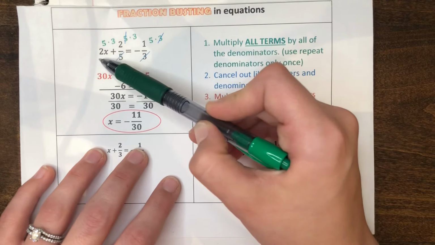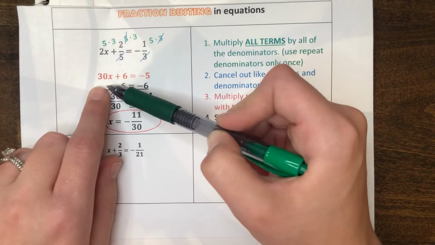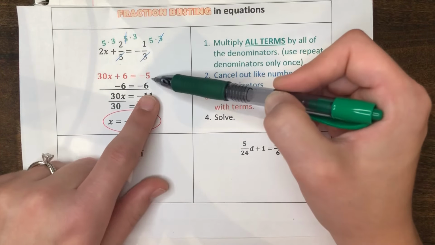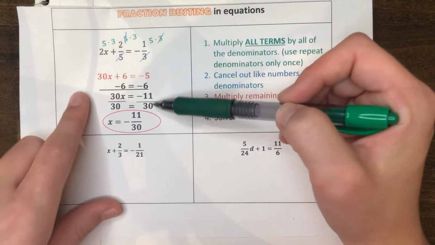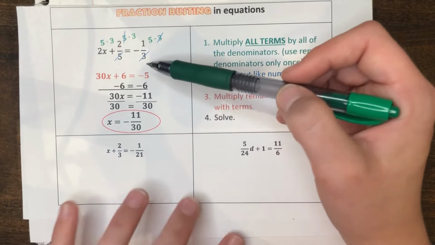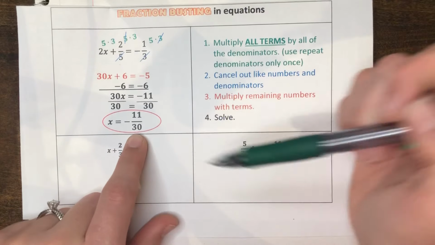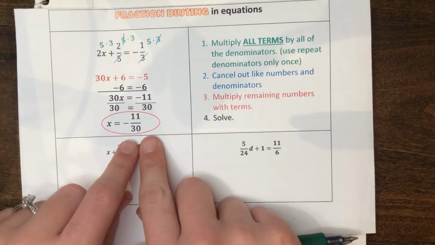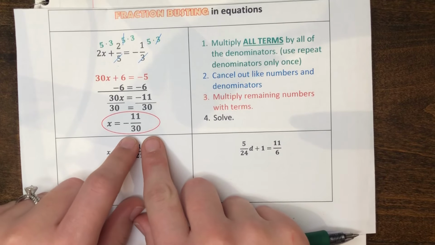So 2 times 5 times 3, like we saw earlier, is 30x. 2 times 3 is 6, and negative 1 times 5 is negative 5. And now you can see we can solve that equation a lot quicker and easier. Now, don't be surprised if your solution is a fraction because you originally started with fractions. So that is something to totally look for and understand and expect.